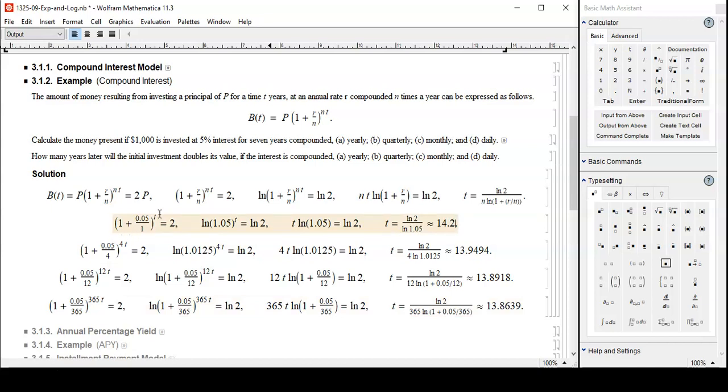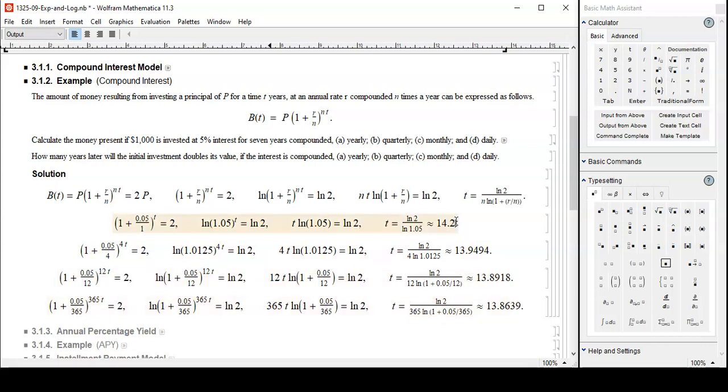You see, in order to kill off this, take the logarithm, and then t comes out as a coefficient, and the log of 1.05, that's just a number you can divide out. And then same thing, same thing, same thing.